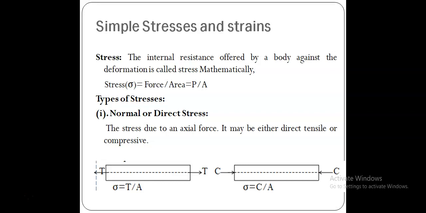Next, types of stresses. First one is normal or direct stresses. What is normal or direct stress? The stress due to an axial force. It may be either direct tensile or compressive stress. Suppose a member is loaded uniformly along the axis of the member, that is very important.